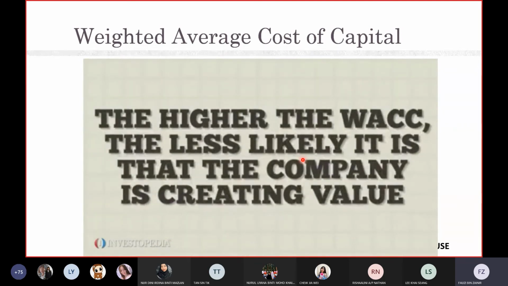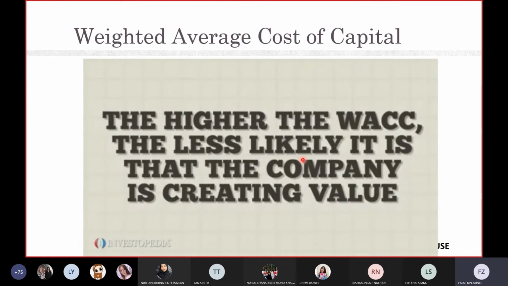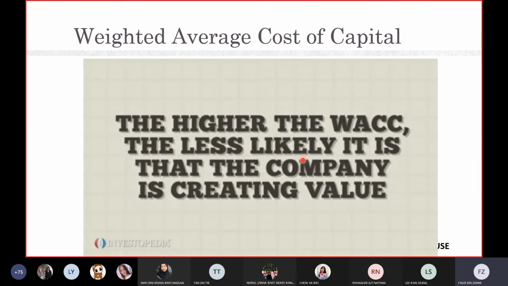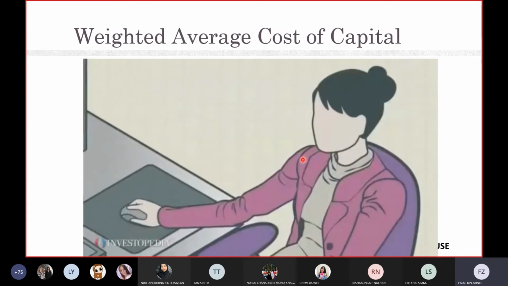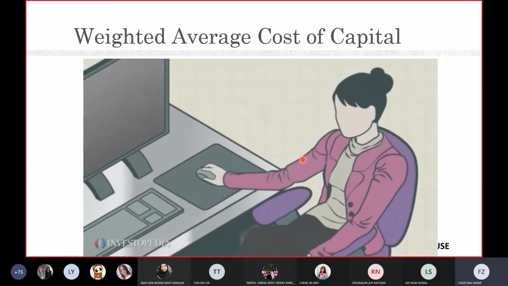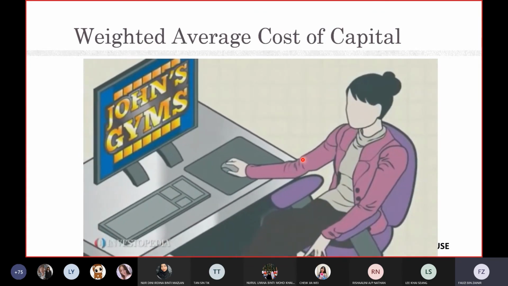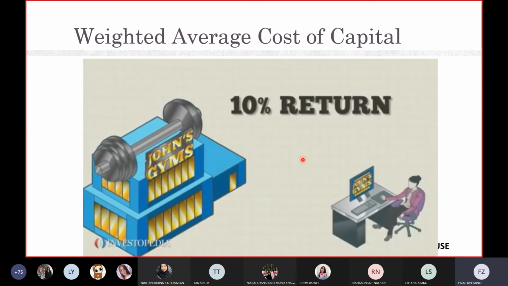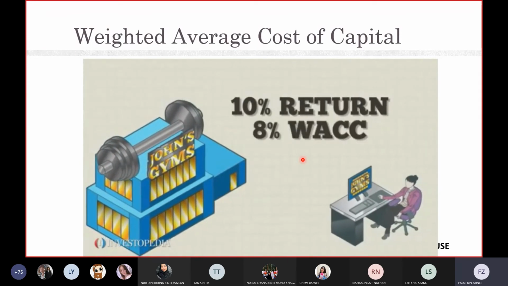The higher the WACC, the less likely it is the company is creating value because it has to overcome more expensive borrowing costs in order to make a profit. Mary is considering an investment in John's Gyms. She determines that the company is producing a 10% return and calculates that the company's WACC is 8%.